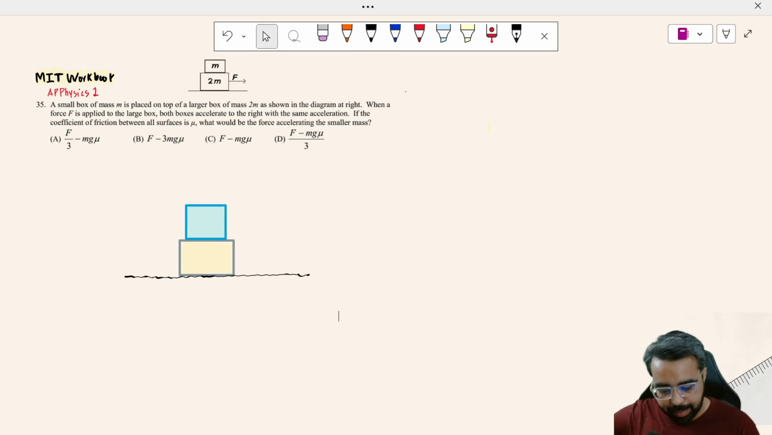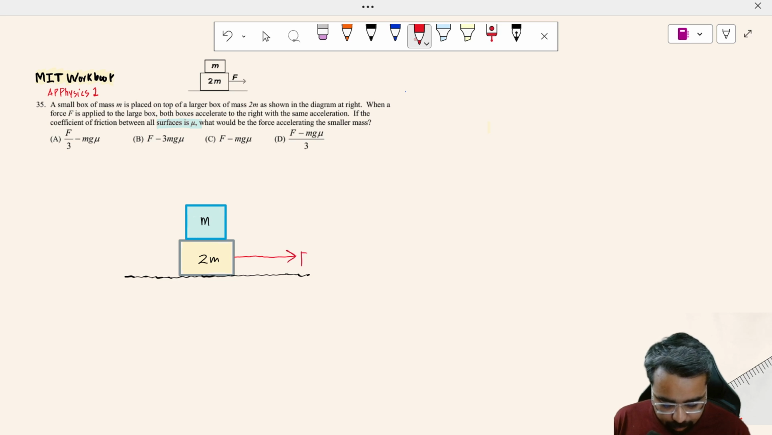A block of mass m is placed on another block of mass 2m, whereas the surface between these two blocks, as well as the surface on which the bigger block is placed, both are not frictionless, both are rough surfaces, whereas the coefficient of kinetic friction is mu. And if you apply a force on the lower block, right?